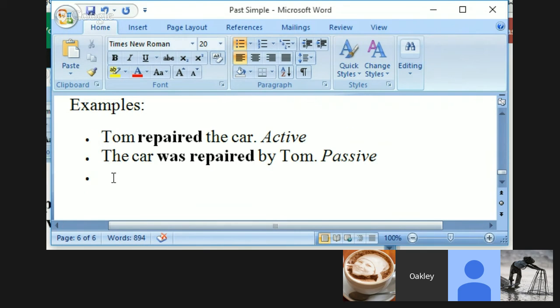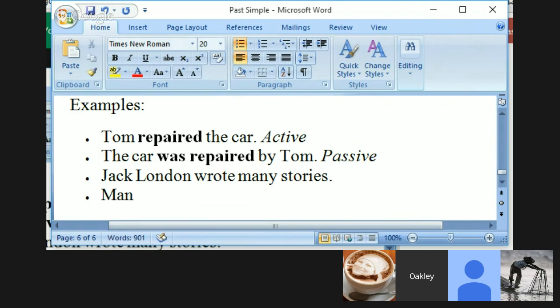Tatiana, you want to give this a try? Using the model of this second one here with the passive. Okay, active: Jack London wrote many stories. That's active. Many stories, don't forget the plural. Many stories were written by Jack London. You need the past participle. Do you know the past participle? Written. Yeah, that's it. You got it. Written by Jack London.